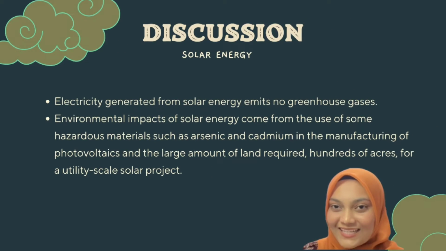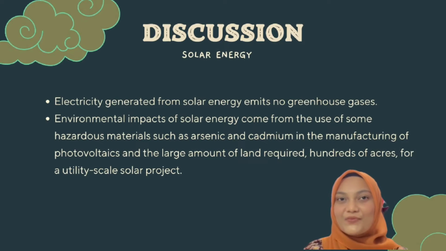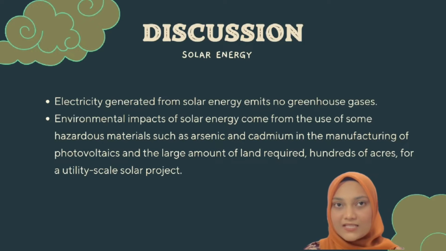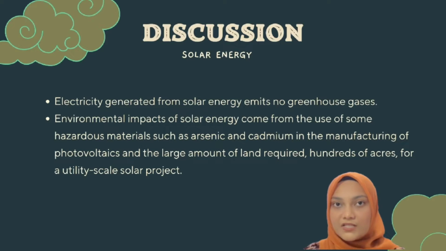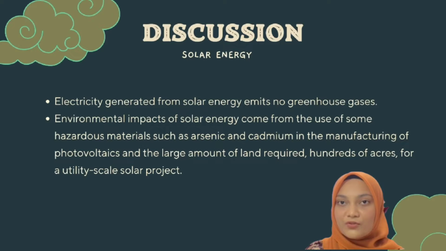Third is solar energy. Electricity generated from solar energy emits no greenhouse gases. This is the positive impact of the solar energy system. However, the main negative environmental impacts of solar energy come from the use of some hazardous materials such as arsenic and cadmium in the manufacturing of photovoltaics, and the large amount of land required, about hundreds of acres for a utility-scale solar project.